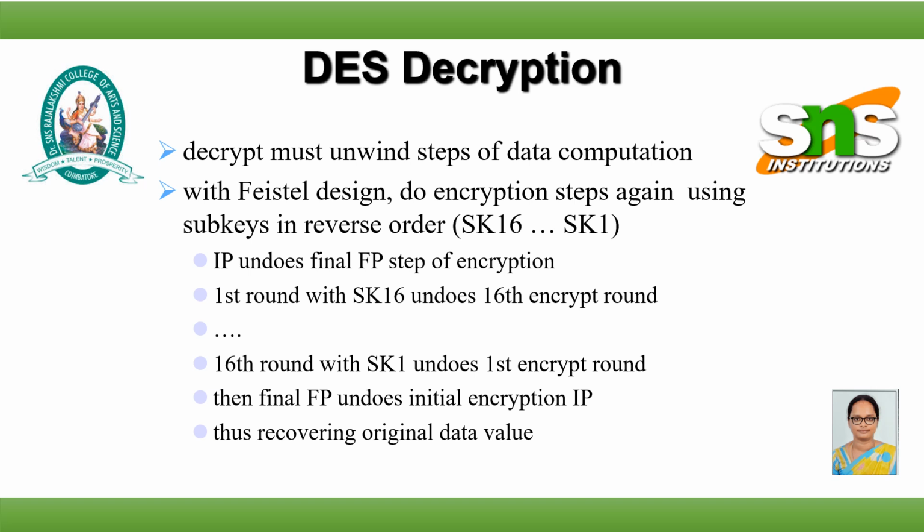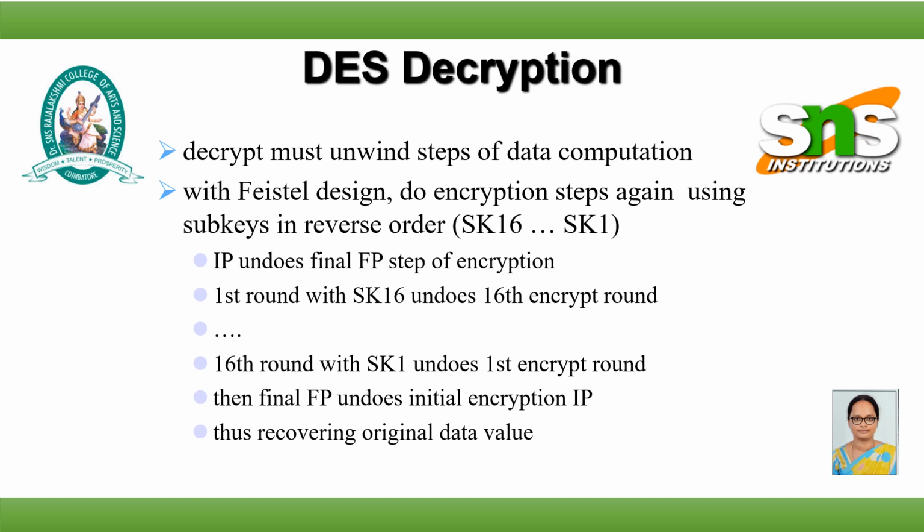Decryption must unwind the steps of the data computation. With the Feistel design, we do the encryption steps again using the subkeys in reverse order. So the encryption is done in the opposite manner, and we perform the decryption operation. That means in reverse order, we perform all the operations that we performed in the encryption.